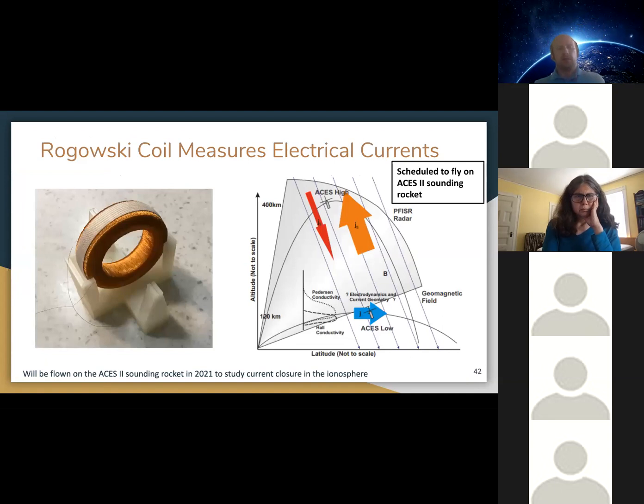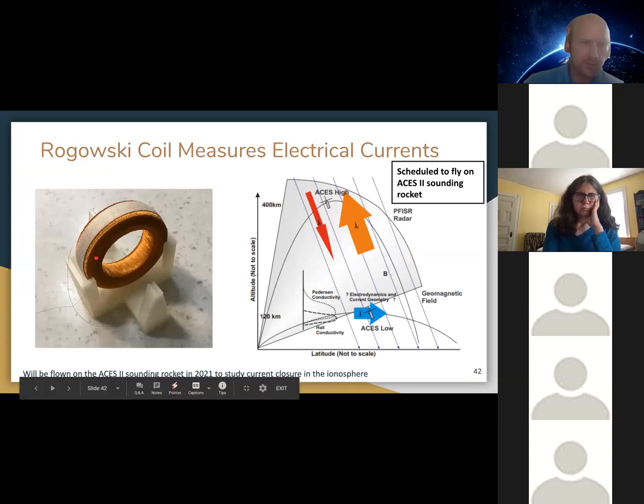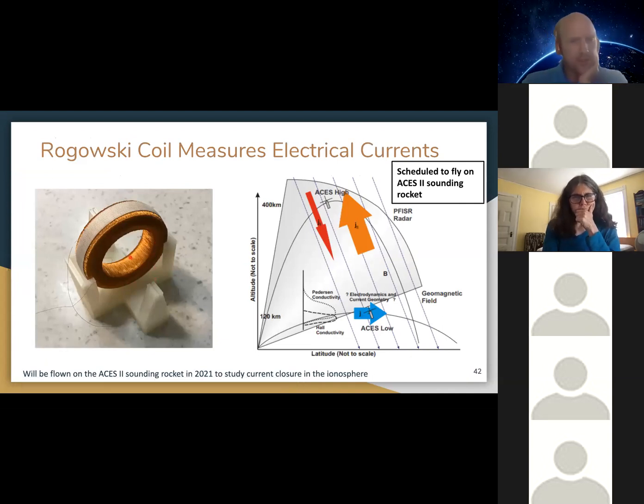So this is a picture of our Rogowski coil, our prototype design. AC currents that pass through the center of the instrument can be picked up by the permeable material in here. And that in turn induces another current in the copper windings that can be read and digitized and used as data.